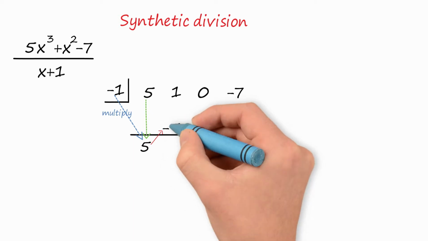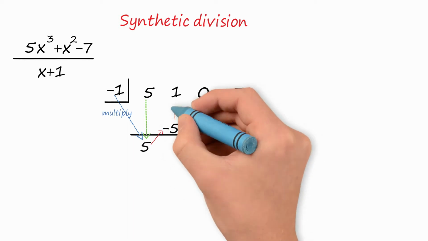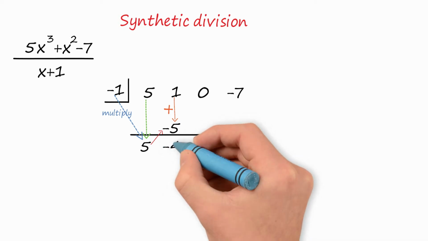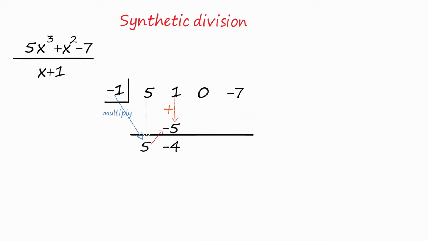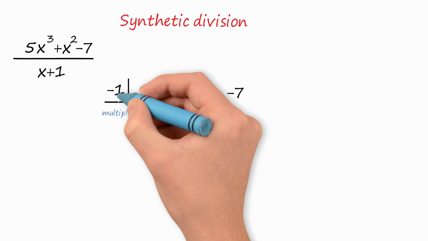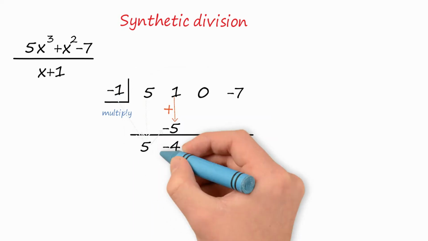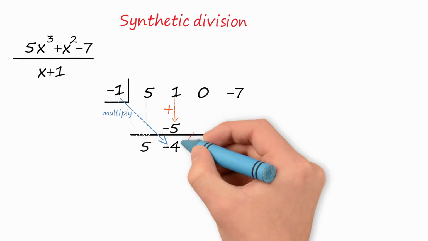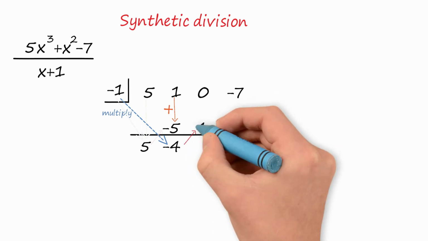Now we need to add the numbers in the second column. We have a 1 and a negative 5. So 1 plus negative 5 gives you a negative 4. And now we need to repeat this process all over again. So we want to multiply this negative 1 with this negative 4, and we want to place it right below 0 in the third column. Negative 1 times negative 4 gives you positive 4.